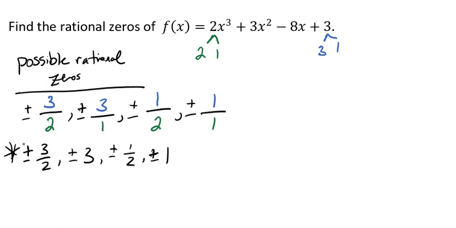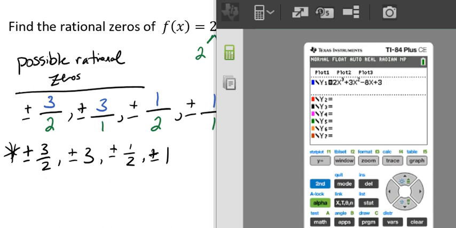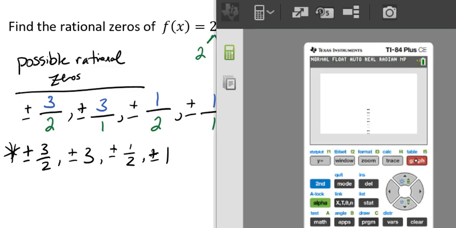And that kind of seems like a lot. And so we're going to go ahead and graph this so we can get a little bit better idea. Let's pull up our graphing calculator. So here we have our function or polynomial plugged in, 2x to the third plus 3x squared minus 8x plus 3. And we can go ahead and hit graph.